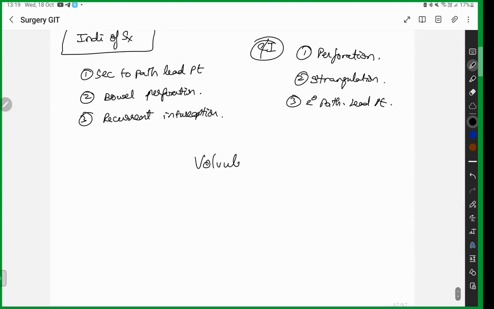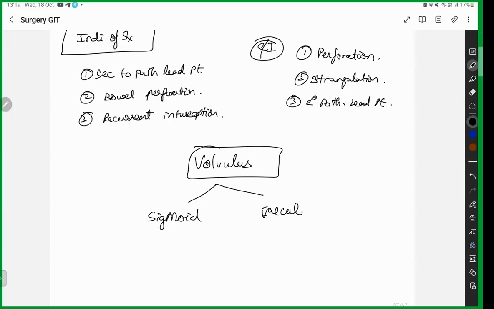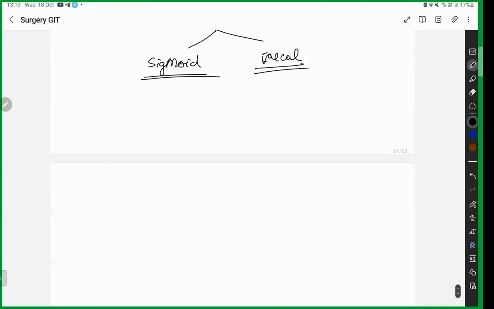So now we are going to talk about the next important thing, that is going to be volvulus. In volvulus there are two important types: it is either going to be a sigmoid volvulus or a cecal volvulus. Sigmoid volvulus, what are the predisposing factors? Number 1, long and narrow mesentery. Number 2, redundant sigmoid.